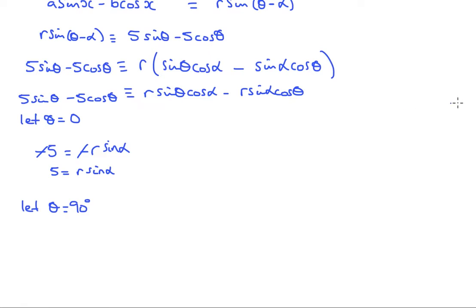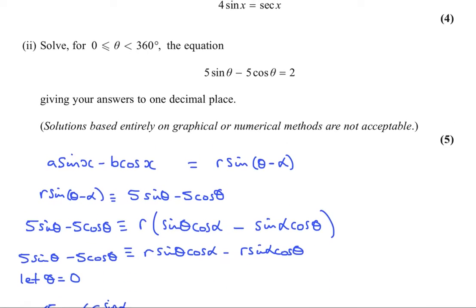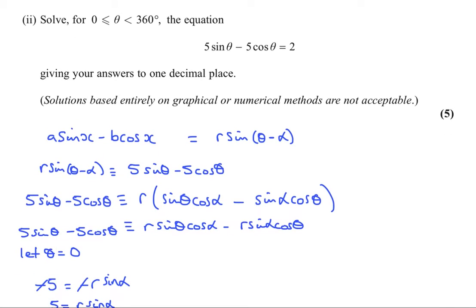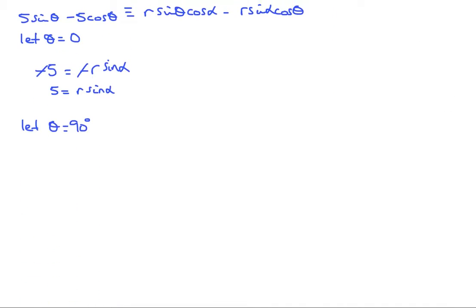Now notice we are in degrees for this question, even though we've just been in radians for part 1, they want us in degrees now. So you need to make sure you're keeping track of those kind of things as well. When theta is equal to 90, sine of 90 is 1, so we've got 5. Cos of 90 is 0 though, so we've just got 5 on the left hand side. On the right hand side, this is going to be 0 now because of the cos 90, but this is going to be r times 1 times cos alpha, so just r cos alpha.